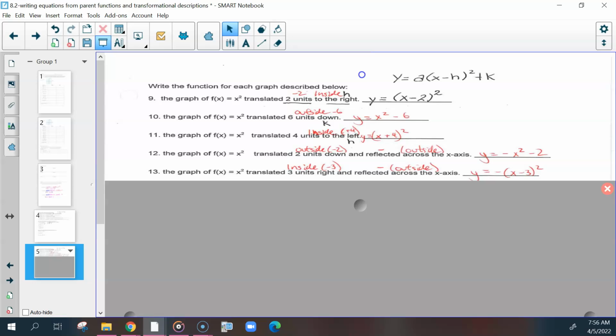And then for 13, translated 3 units to the right would be inside and reflected across the x-axis would be outside. So y equals or f of x equals negative outside of parentheses, x minus 3 in parentheses, and then squared on the outside. Do we have other questions on those?